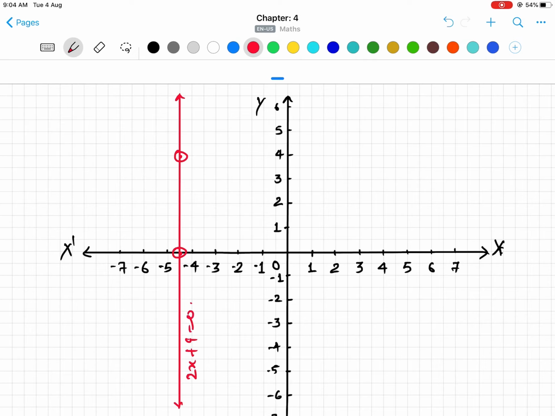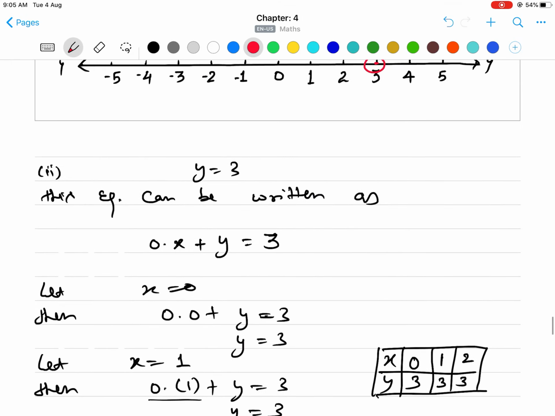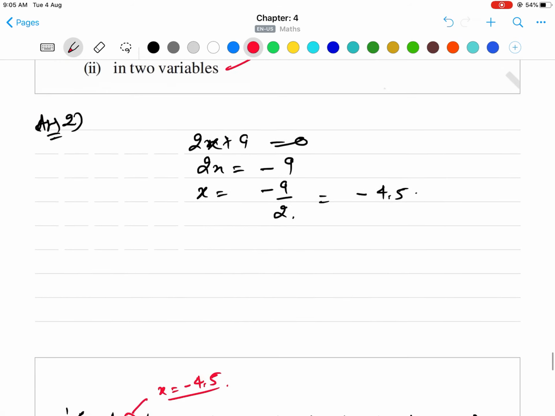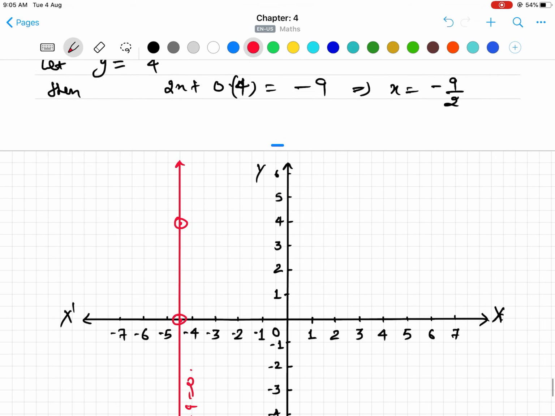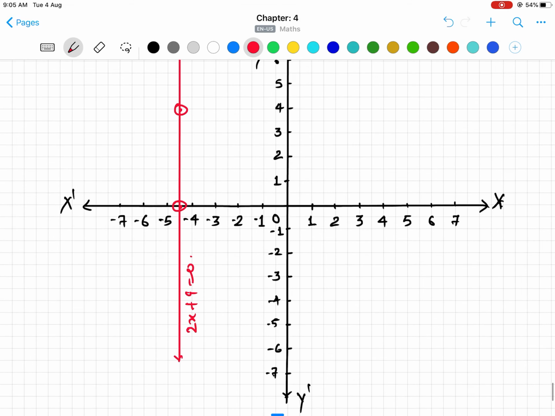Okay, so that's how you can represent any equation in one variable, or also in the two variable form on the graph paper. Okay, I hope you understood this. We have done three questions of this type, one example and the two questions of the exercise 4.4. Okay, so that's it from this exercise and this chapter. With this we have finished the exercise 4.4, and also we have finished chapter number 4, which is linear equation in two variables.